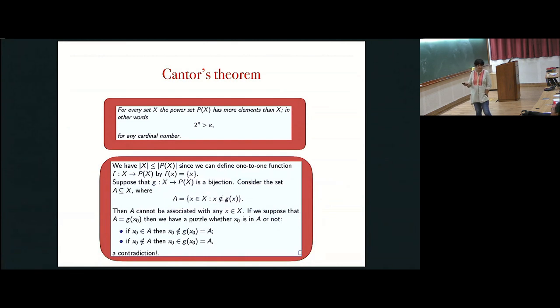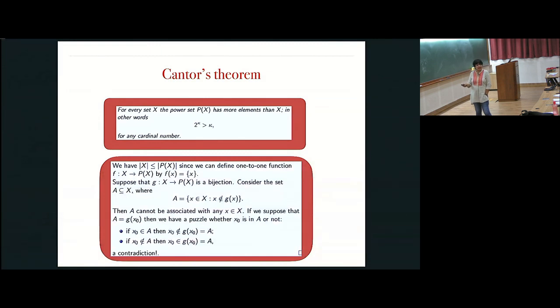We say suppose they're equal, which means suppose there is a bijection G from X to the power set of X. Now consider the set A. How is it defined? A is the set of all elements x of capital X such that x is not in G(x). You can define such a set. It may be empty, but you can define it. No problem defining this set. Now, since G is a bijection, G is a surjection, so there has to be some x0 such that G(x0) is equal to A.